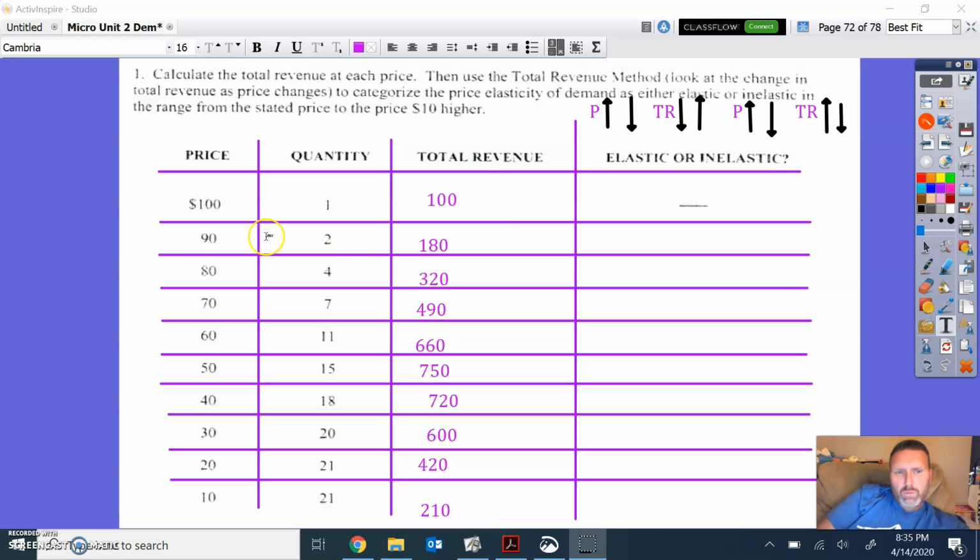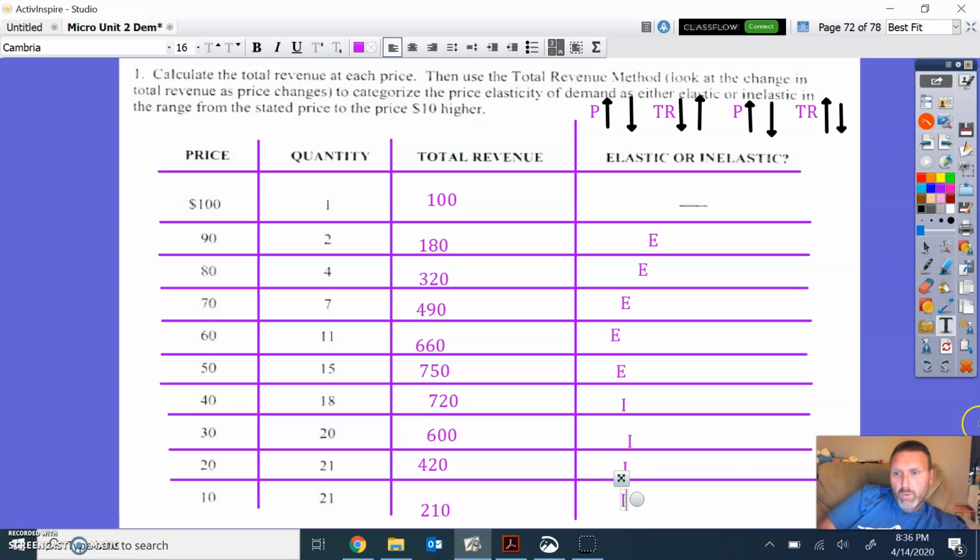Okay. So what's happening to price here? Every point, price is going down. What's happening to total revenue? It's going up. So the first one is elastic. Price goes down, total revenue goes up. Elastic. Elastic. Because the total revenue is still climbing, right? Elastic at 750. Now, all of a sudden, price goes from 50 to 40, total revenue goes 750 to 720. It's inelastic. And it will be inelastic all the way down on the demand curve.